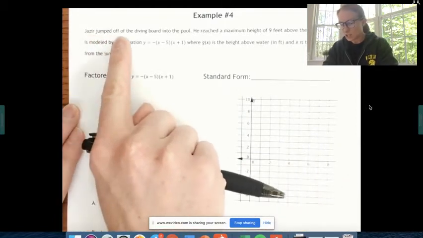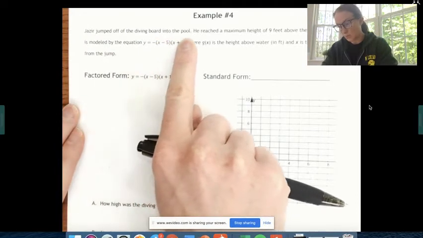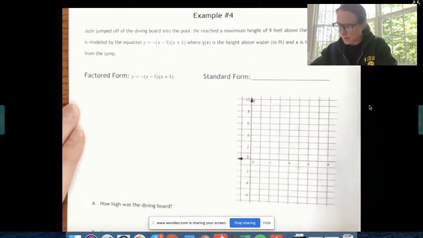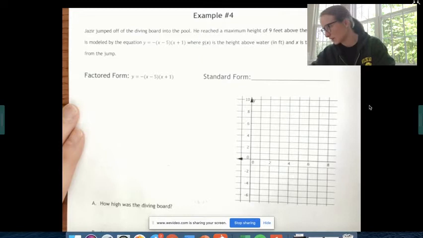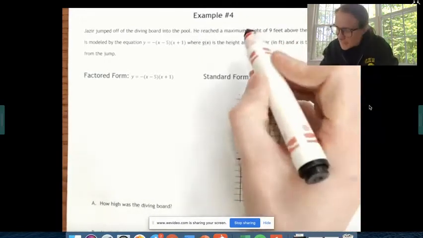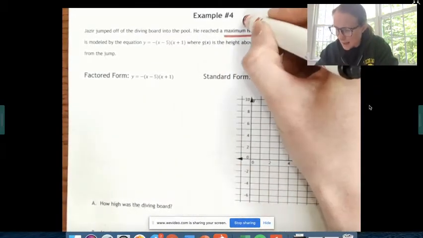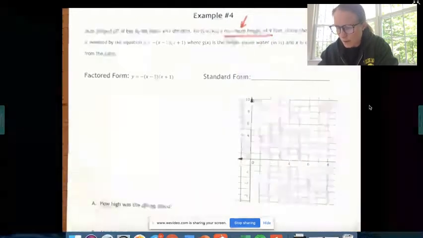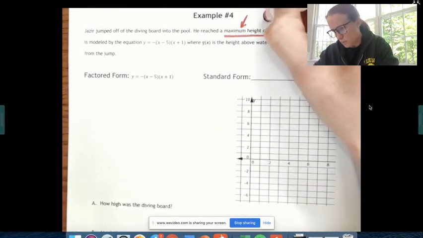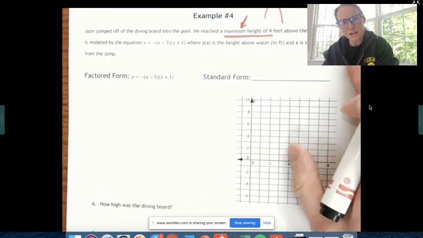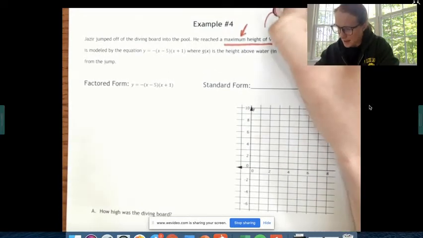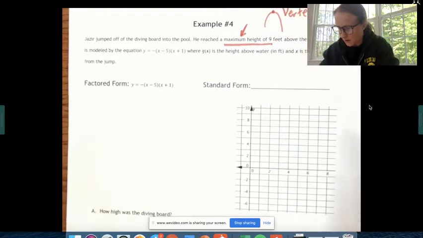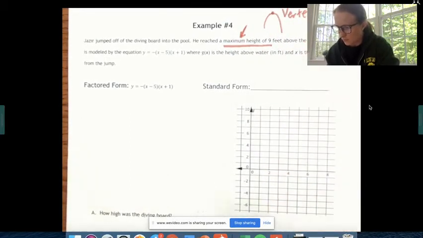So Jazir jumped off the diving board into the pool. He reached a maximum height. Ooh, I've got some key words in here. So I'm going to underline maximum height. What does that word maximum mean when I'm talking about a parabola? If you jump off of a diving board into the pool, that maximum is going to be the vertex. All right, maximum of 9 feet above the water.